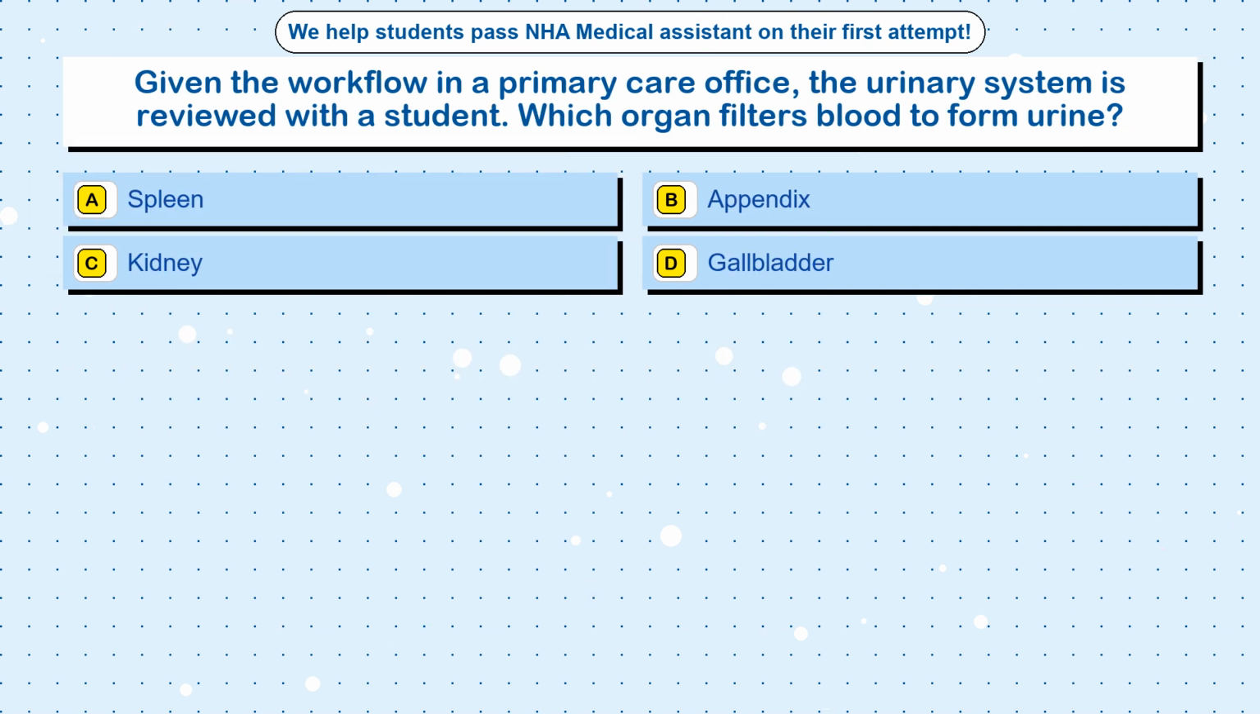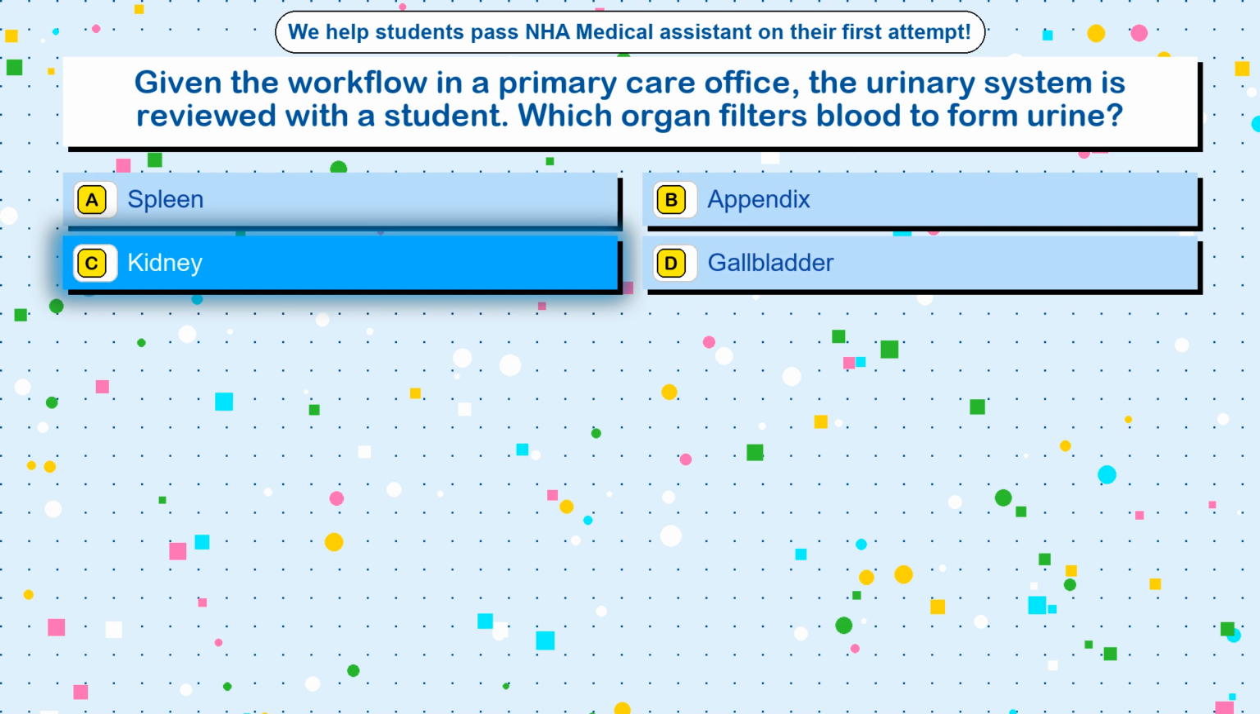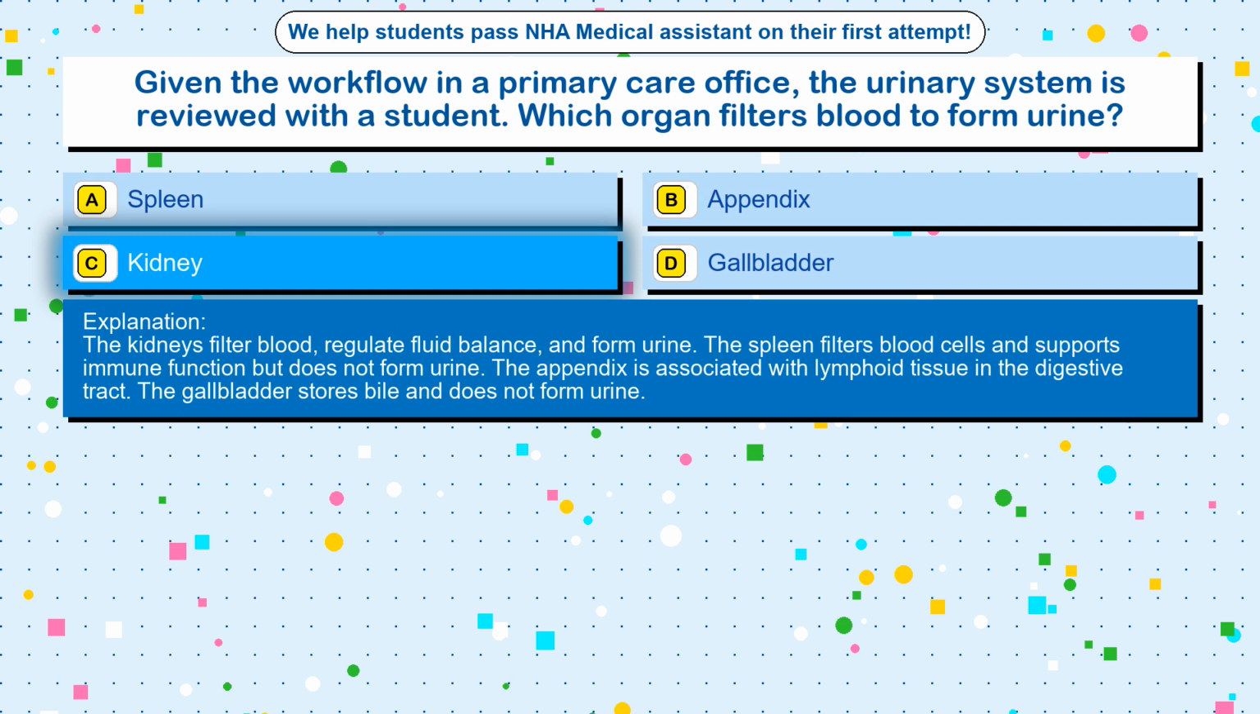Question 39. Given the workflow in a primary care office, the urinary system is reviewed with a student. Which organ filters blood to form urine? Option A, spleen. Option B, appendix. Option C, kidney. Option D, gallbladder. The correct answer is option C, kidney. The kidneys filter blood, regulate fluid balance, and form urine.